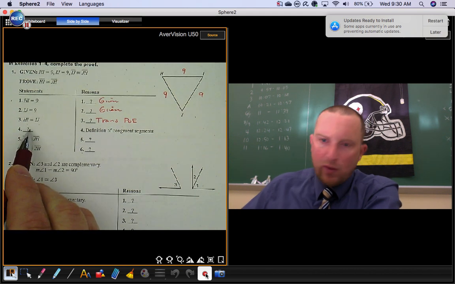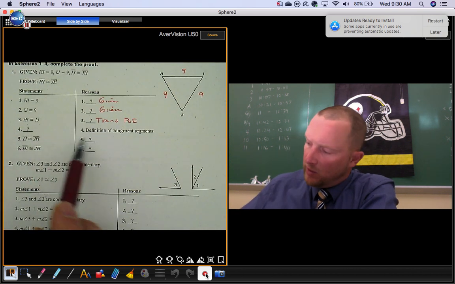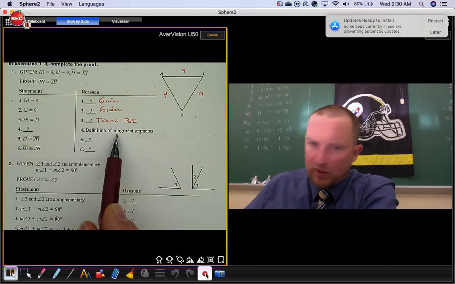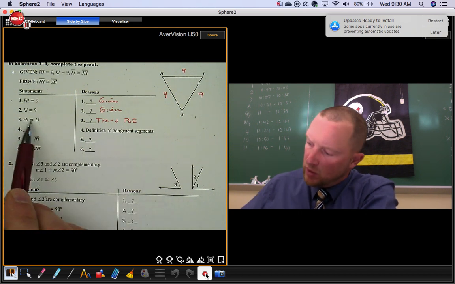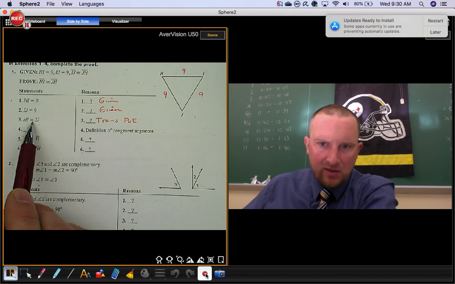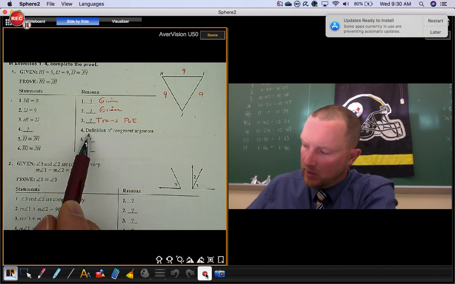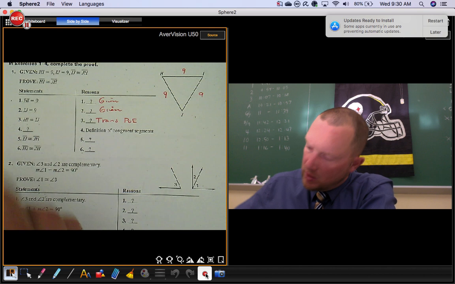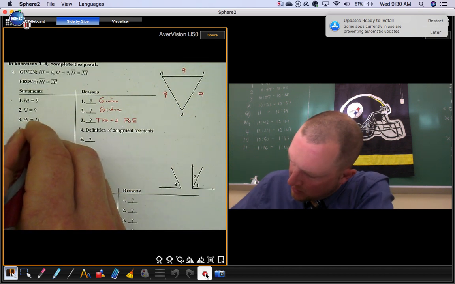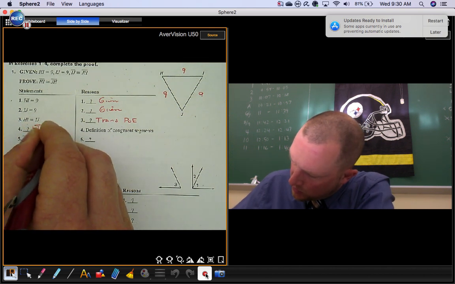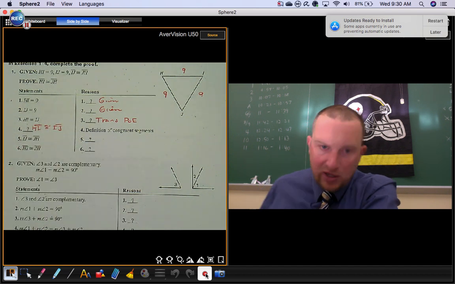Now, where do you go next? Well, you could go a lot of different ways, but they want you to use the definition of congruent segments next. So if you have equal length segments, what does that mean about them? That means they're congruent. So that's what you need to say. Segment HI is congruent to segment IJ.